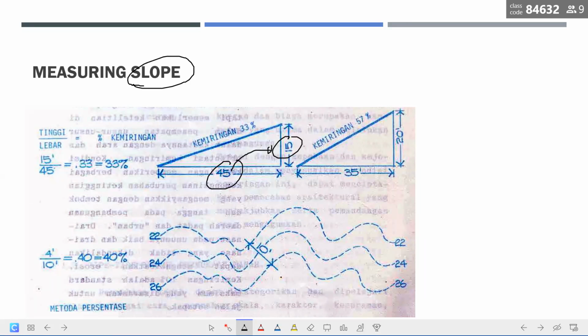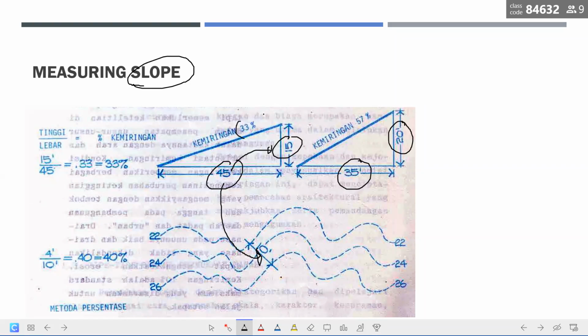Where do you get this distance? Again, the same way as you would refer to the distance between the lines. You would have to measure the distance between the lines. The greater the distance, of course, the easier the slope. Here, a 45-foot horizontal distance, and here is a 35-foot horizontal distance. But the 35-foot climbs higher, 20 feet, whereas the 45-foot distance is only climbing 15 feet.